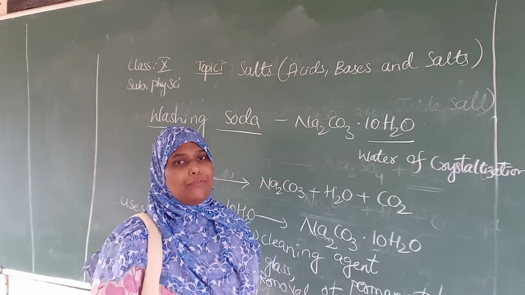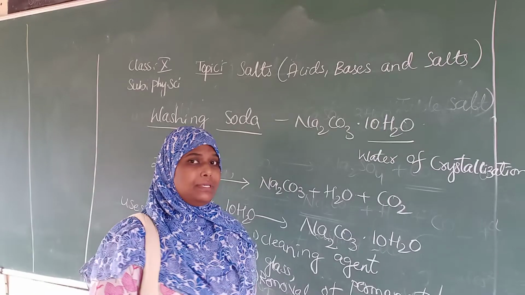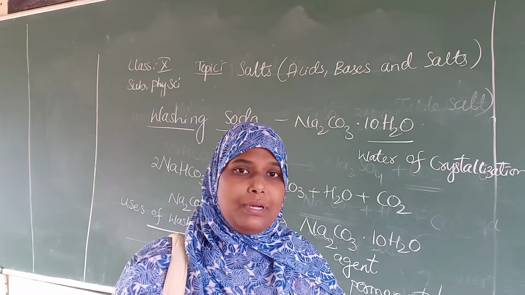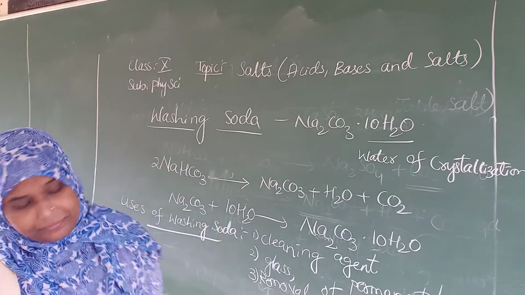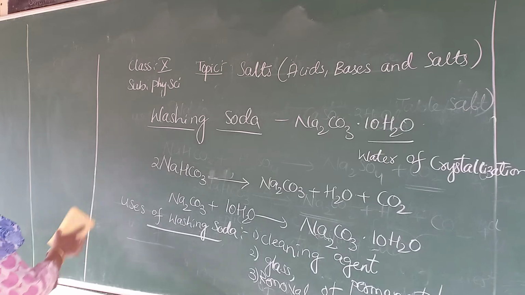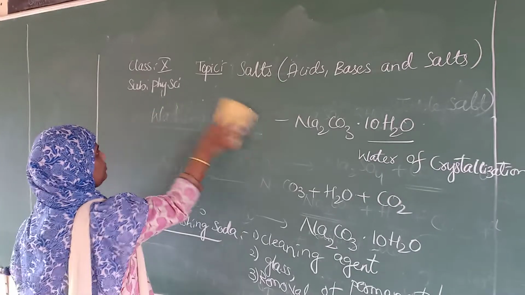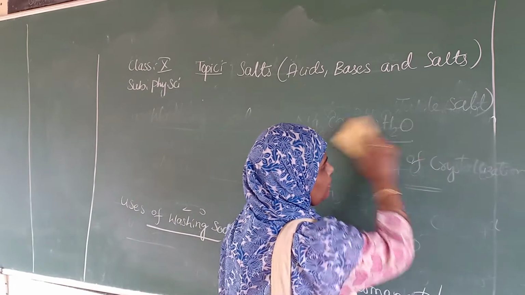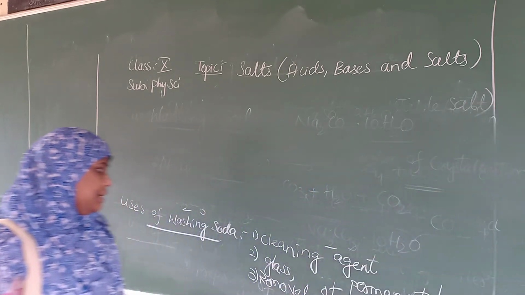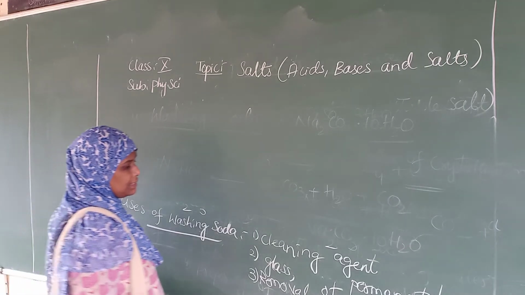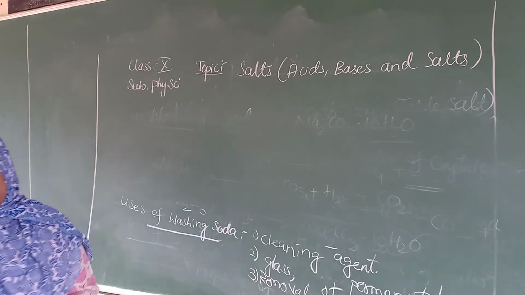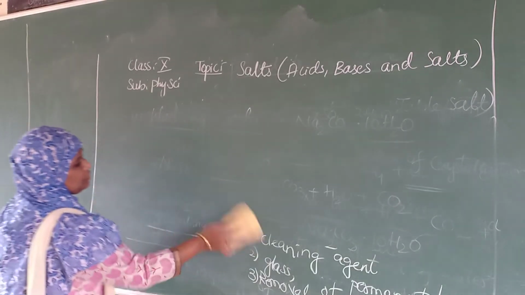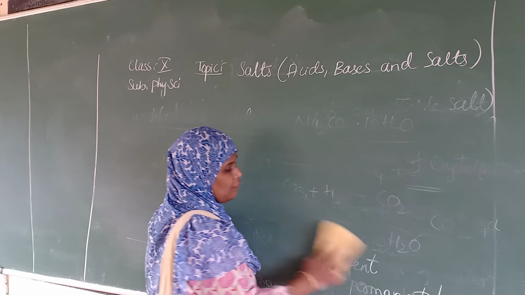It has to be removed by the treatment of water with washing soda, that is nothing but sodium carbonate. Okay. As well as sodium carbonate is also used for the preparation of borax. Borax is one of the products containing sodium. Okay. So these are the uses of washing soda.